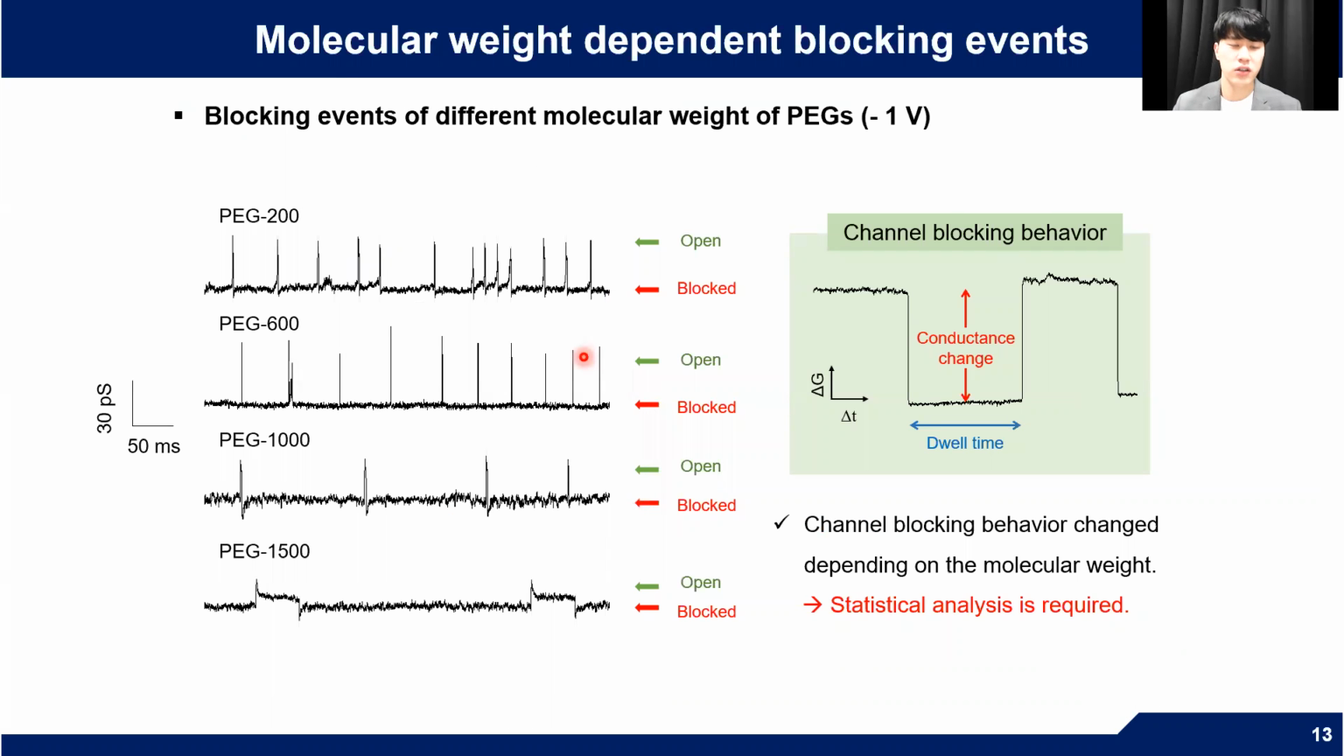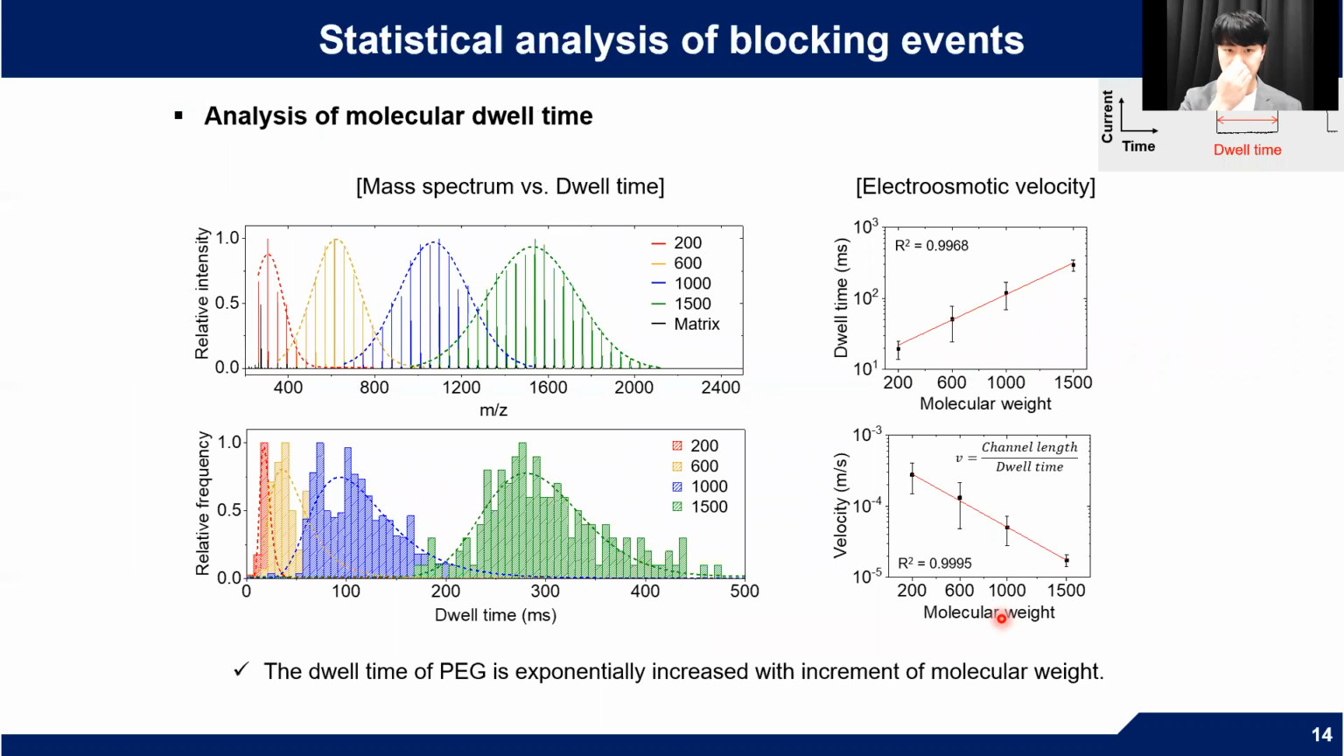Then we recorded the blocking events of polyethylene glycol depending on their molecular weight. We found that the channel blocking behavior, such as conductance change and dwell time, changed. To clearly understand this phenomenon, we conducted statistical analysis. Firstly, we collected the data of the dwell time. The dwell time means the residence time of the molecule in the CNT channel during the channel blockage.